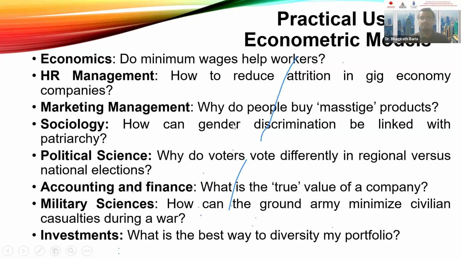Then in marketing management, we have a very popular question. Why do people buy masstige products? Those who are from management and marketing will know very well what masstige products are. Those are products having mass prestige. They are affordable yet perceived to be luxurious. Now, why do people buy such products? This question requires an econometric model.